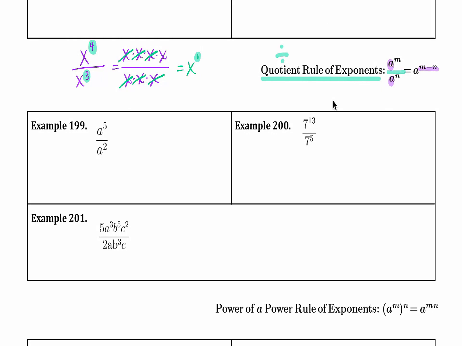So let's do a few more of these here. A to the fifth divided by a to the second. We're going to use our quotient rule that says subtract them. 5 minus 2 gives me a to the third. Same thing here, we've got this same base, that's always important. We have a base of 7 on the top and the bottom. So if we subtract our exponents, we're going to get the same base, and then 13 minus 5 gives me an exponent of 8.